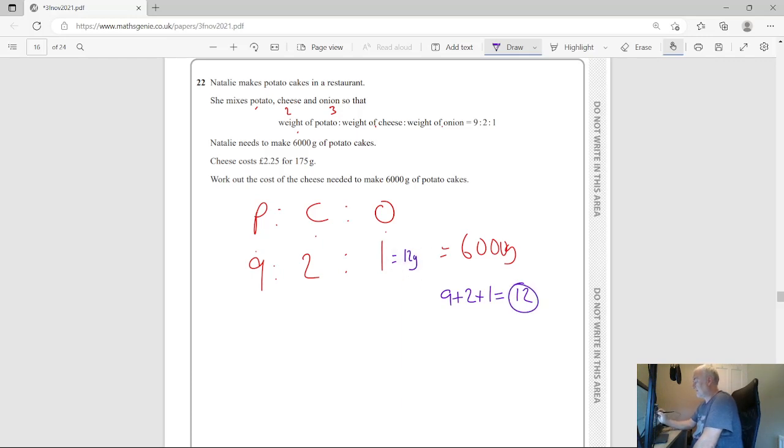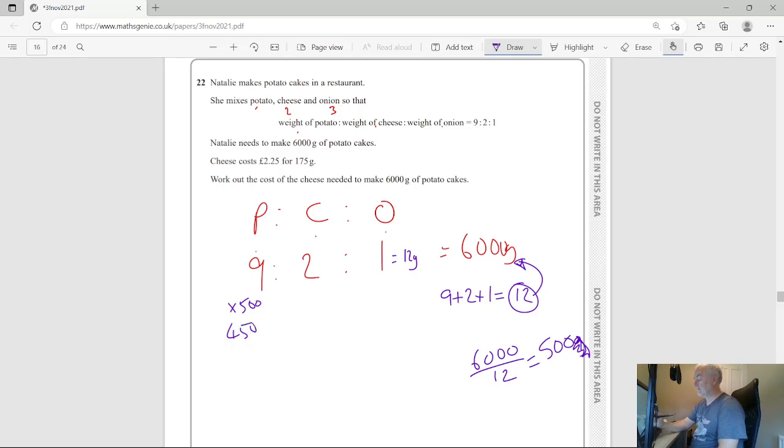How many 12s go into 6,000? That's my first protocol. 6,000 divided by 12 gives me 500. Okay, so I can make 500 lots of this mix. So I'm going to times this now by 500.